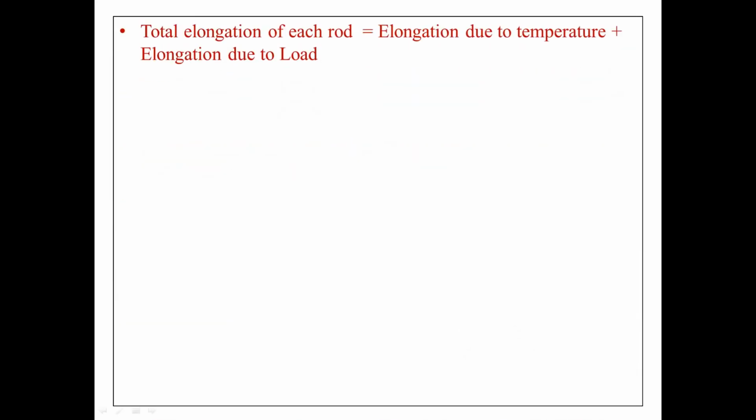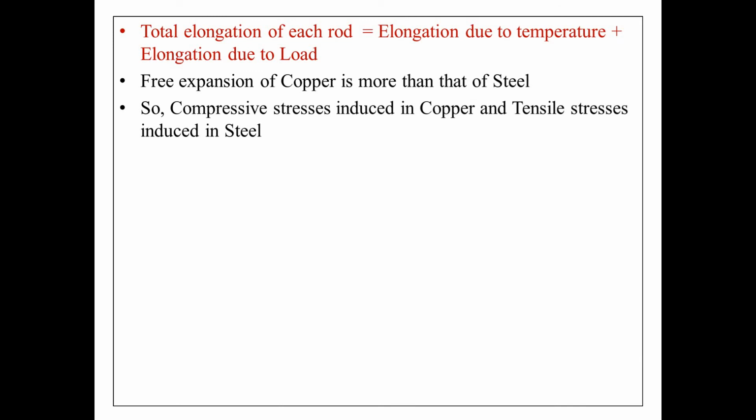So total elongation of each rod is equal to elongation due to temperature plus elongation due to load. So we have to consider both the cases, elongation due to temperature plus elongation due to load. Free expansion of copper is more than that of steel, so alpha C value is more than that of alpha S. So compressive stresses are induced in the copper and tensile stresses in the steel because of the more expansion.